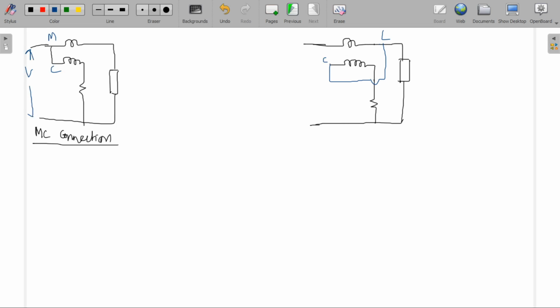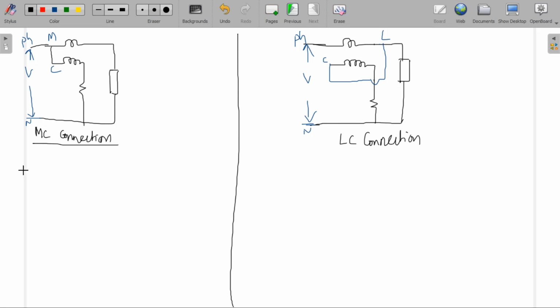V is the voltage which is applied across the circuit, phase and neutral, right? This is the LC connection. Now what is the power indicated by the wattmeter if I use this connection?